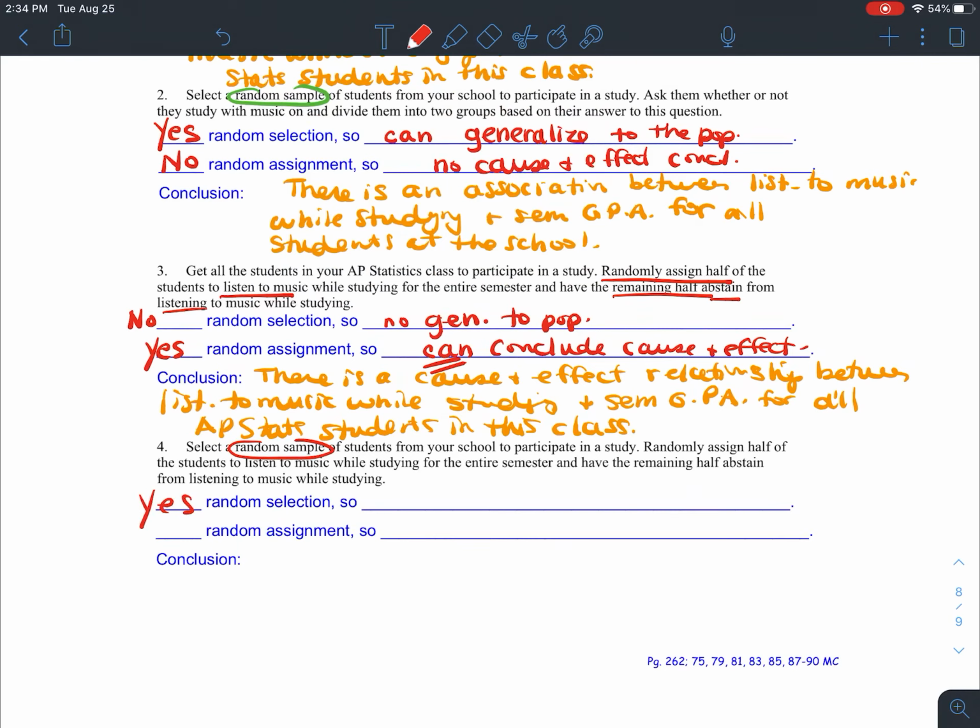And then finally, what if we organized it this way? We're going to select a random sample of students from your school to participate. We will randomly assign half to listen and the remaining half to abstain. This was a yes to both, so we can generalize to the population and we can conclude cause and effect.